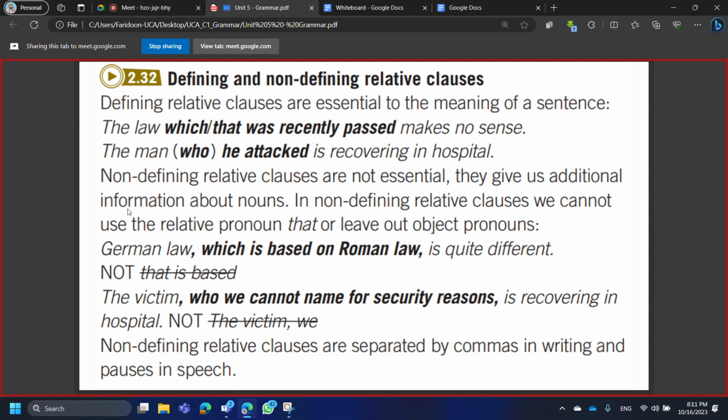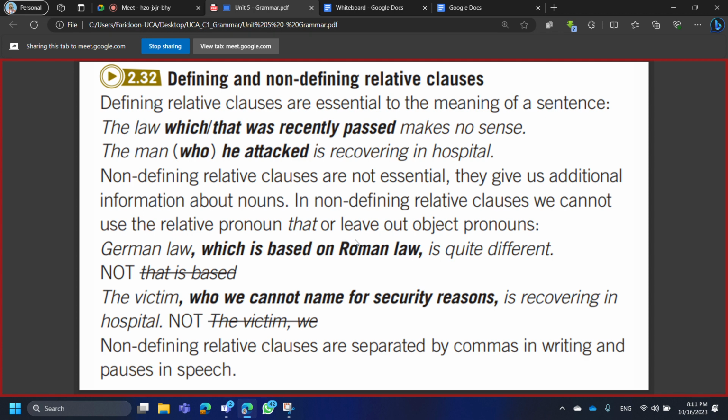They're giving us extra information about the nouns. Okay, so the nouns once again are coming directly before the clauses. And in non-defining relative clauses, we cannot do two things. What is number one? We cannot use the relative pronoun that. That is a very common one, but we mostly use it with the defining clauses and not with the non-defining. So that is not okay to be used. So remember it in non-defining.